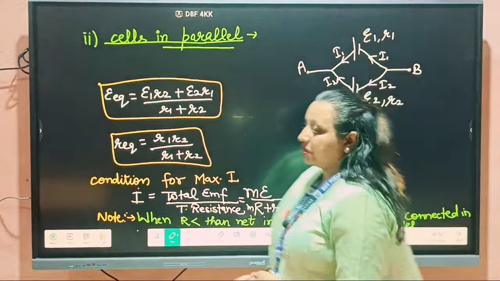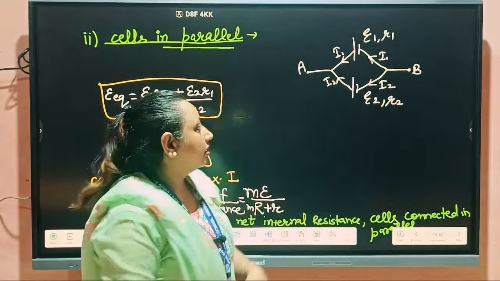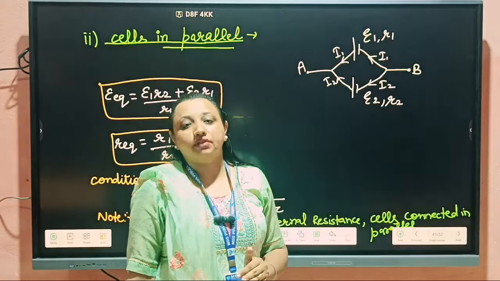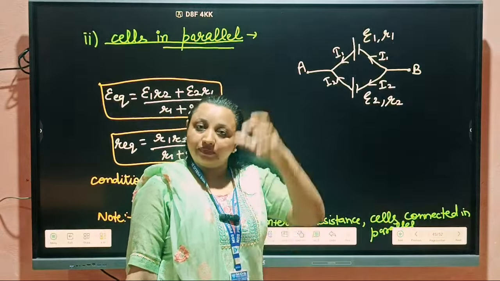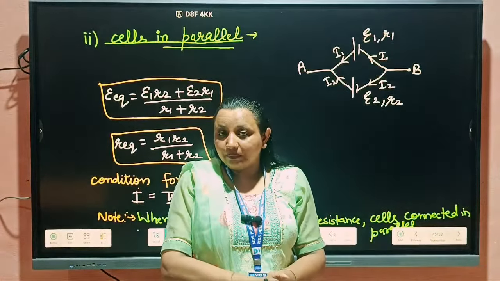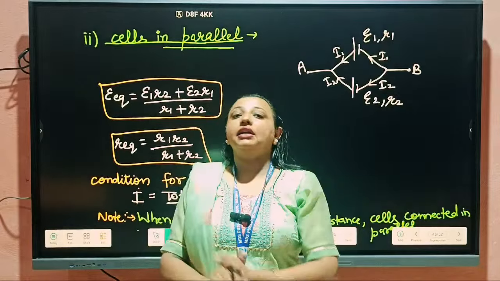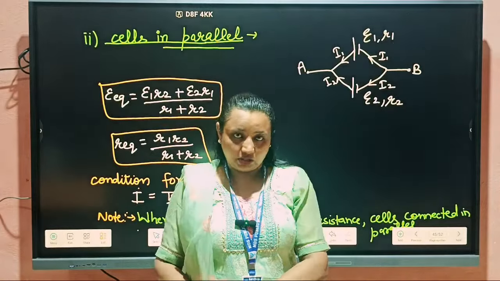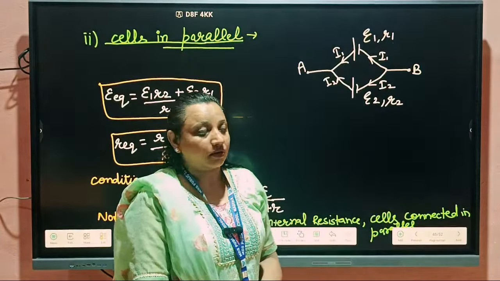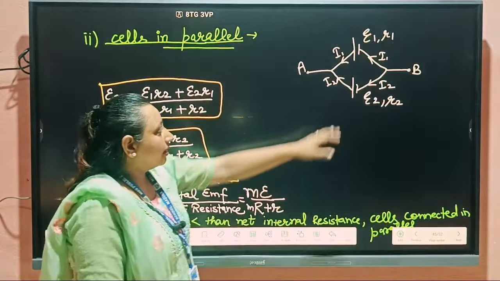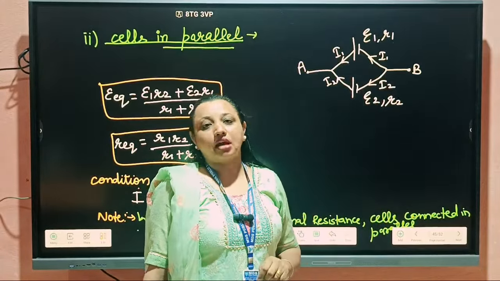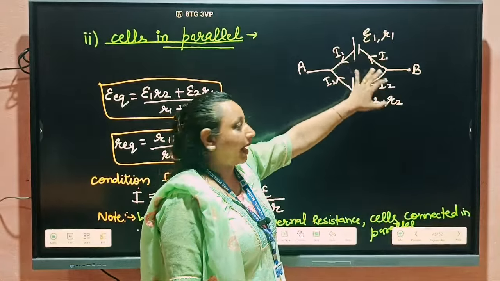Next one, the parallel combination. In parallel combination, the positive terminals of all the cells are connected to each other, and the negative terminals of all the cells are connected with each other. So this type of combination is known as parallel combination. There are two cells having their EMF E1 and E2 and their internal resistance R1 and R2. They are connected in parallel combination.